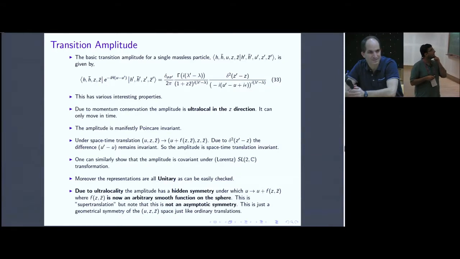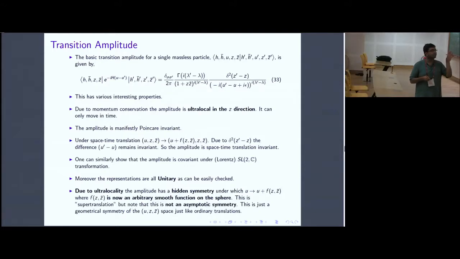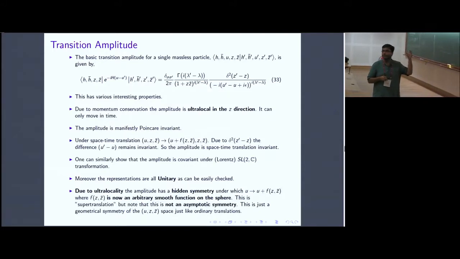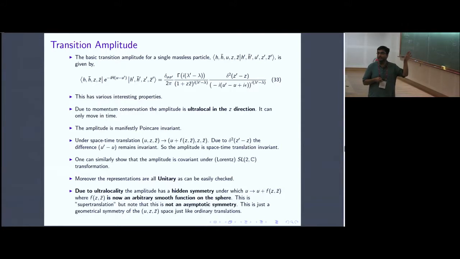Yeah, right. So in this case, what I really meant is that there is no diffeomorphism here for which one can think of this u going to u plus f z z bar as a large diffeomorphism. So that picture, at least so far, is not there.